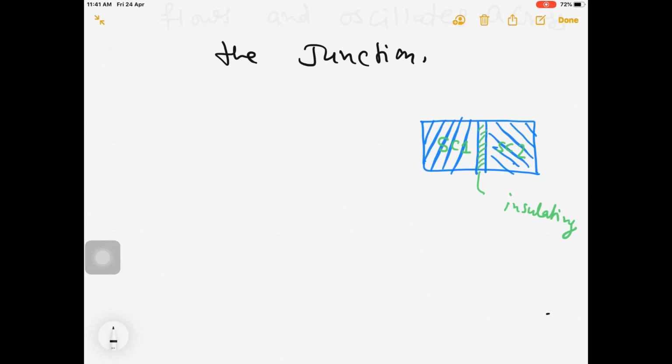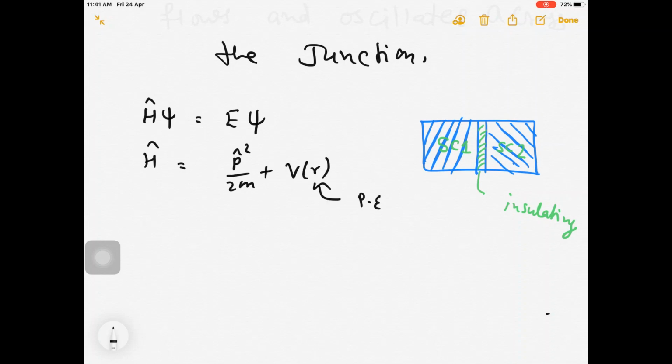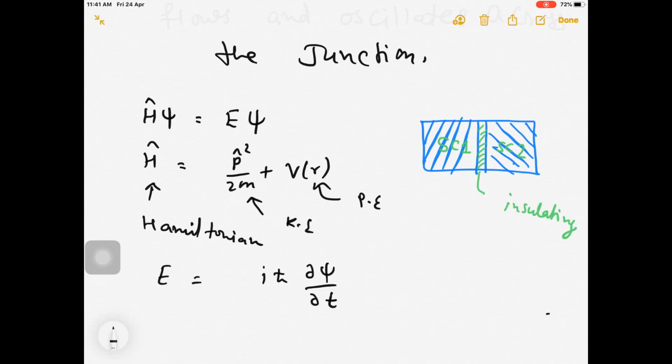So as we know from the Schrodinger equation, H psi equals E psi. Here H is P square by 2m plus V of r, where V is the potential energy, P square by 2m represents kinetic energy, and this is the Hamiltonian. Okay, and E is nothing but iota h cut del psi by del t.